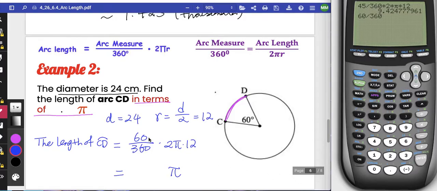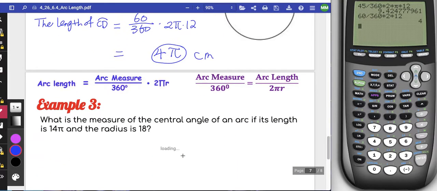So I'm going to use 60 divided by 360 times 2. Do not use pi because we are going to keep it, then times 12. Now I can come to the answer, which is 4. So the answer is 4 pi. Since we have the unit, it's 4 pi centimeters, okay? This is a little bit different from the previous one because we don't need to round the answer. Instead, we keep the pi at the end. So please, in this situation, do not use pi in the calculator.